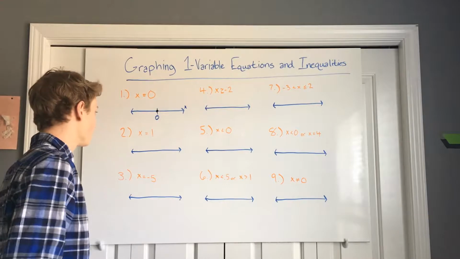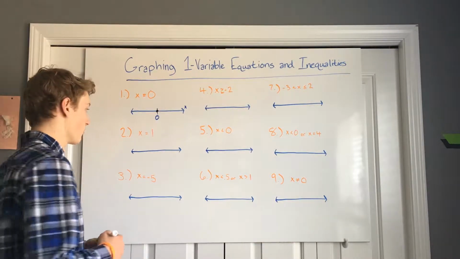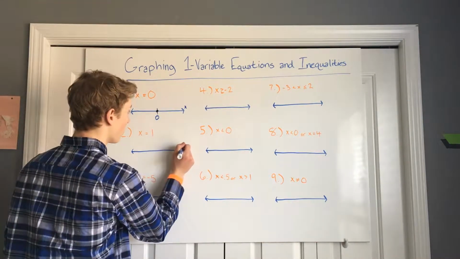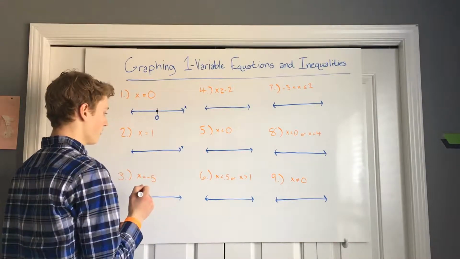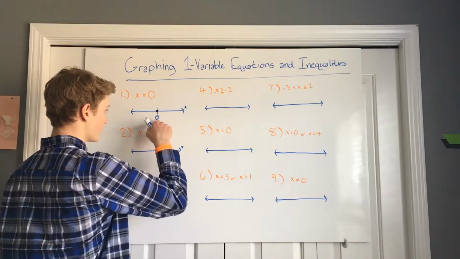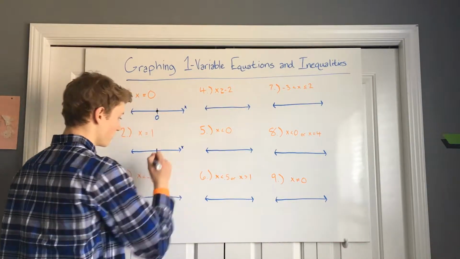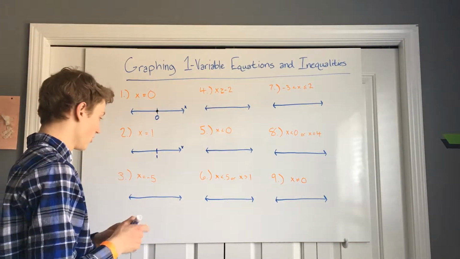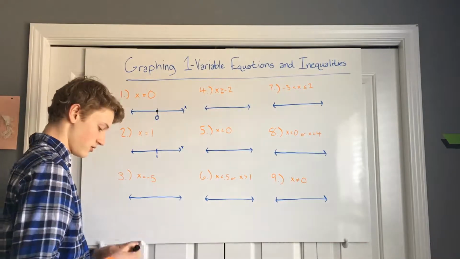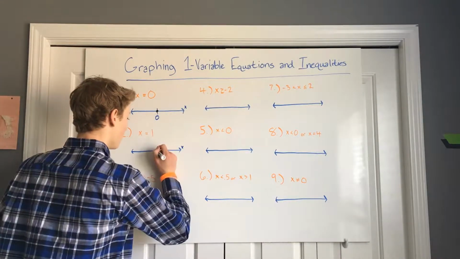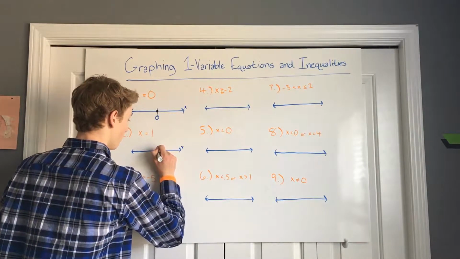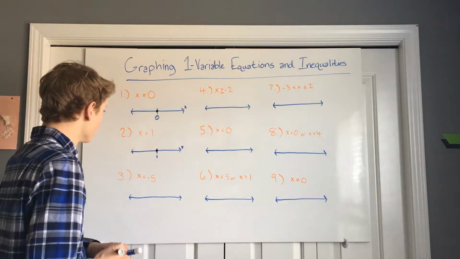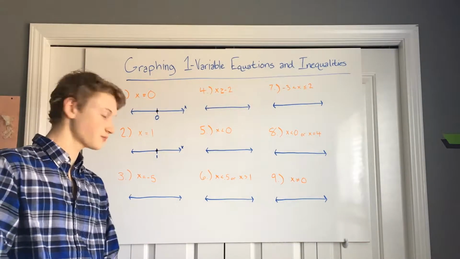So now moving on, we have x equals 1. So put x there. And like I said, that point doesn't have to be 0. I can make it any point I want it to be. So I'm going to make that 1, and then I'm going to put a solid point right there. So now I know x equals 1.